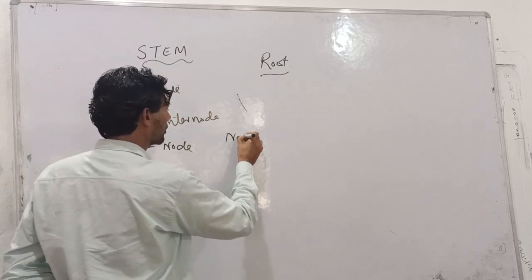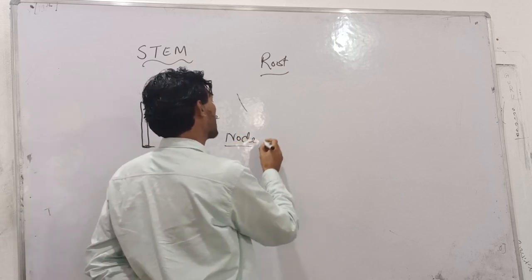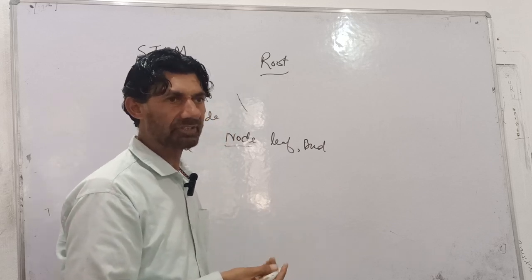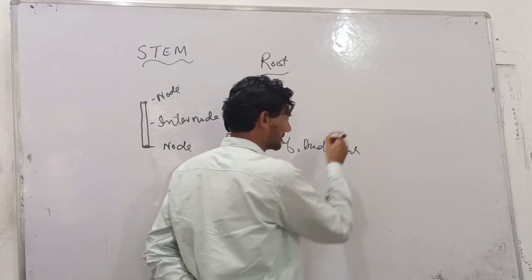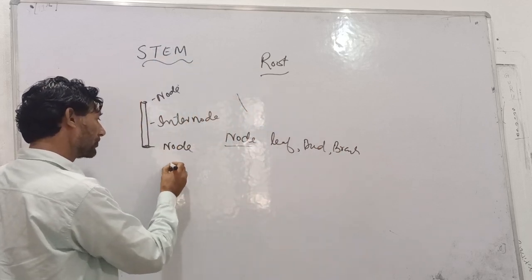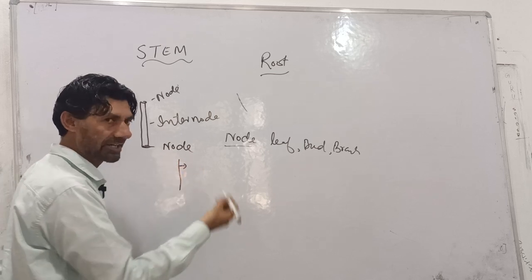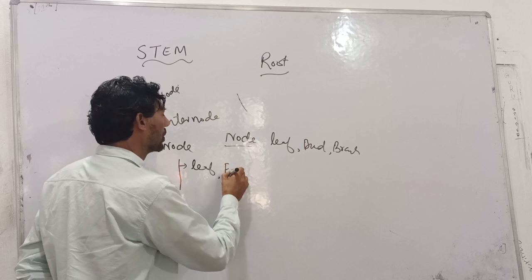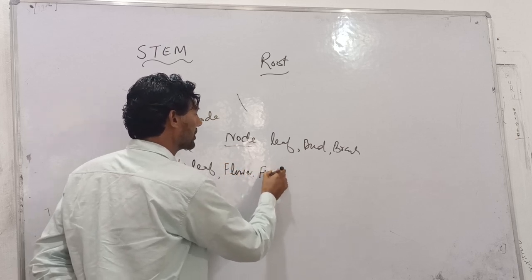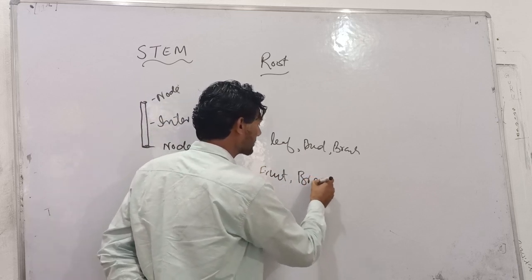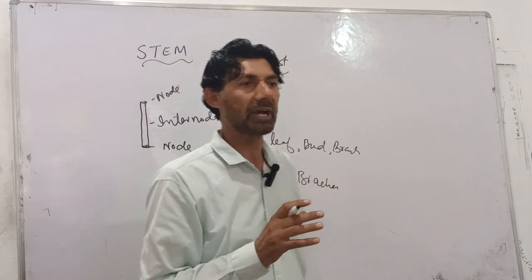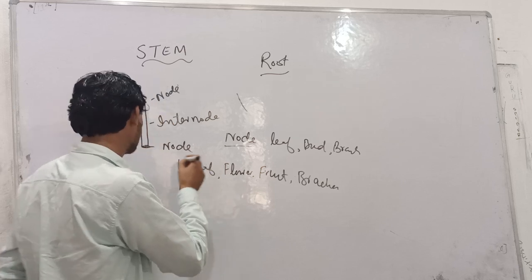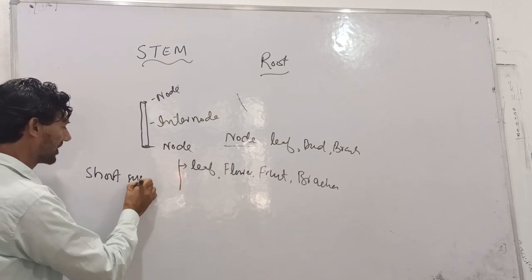From the node, young buds and leaves arise, or buds or branches arise. The stem holds various parts such as leaves, flowers, fruits and branches. The stem with all these parts is called the shoot system.